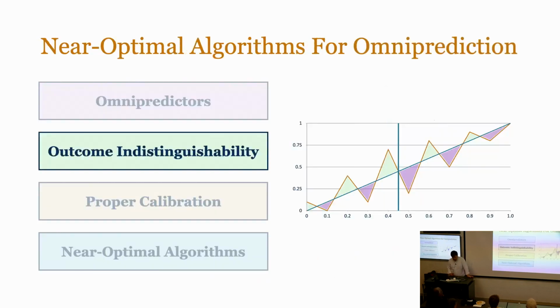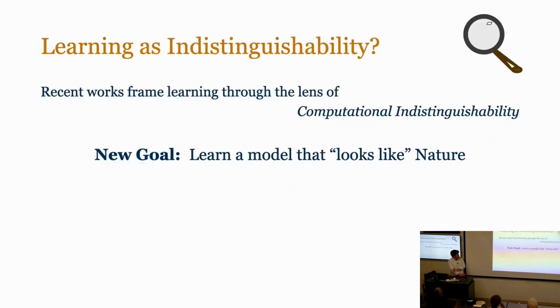I want to get into this idea of outcome indistinguishability and tell you how we might hope to achieve this notion of learning. Because it's going to come from a paradigm that doesn't look like your standard loss minimization. In particular, we're going to try to view this learning problem through the lens of computational indistinguishability. Computational indistinguishability is huge in the crypto and complexity world, but hasn't been thought about so much in the learning theory world.